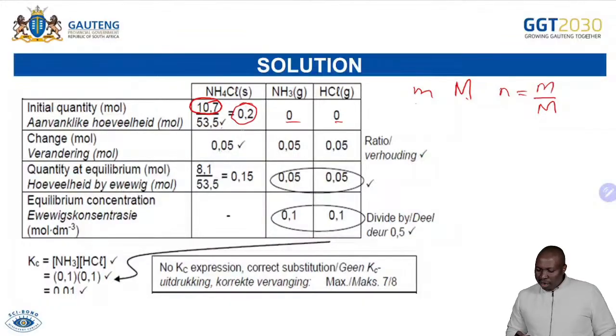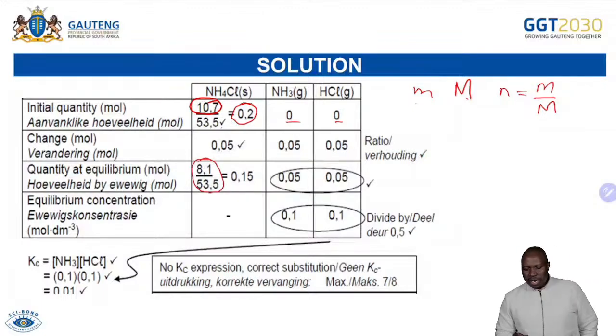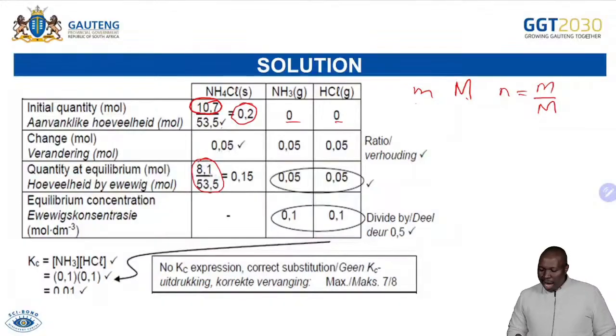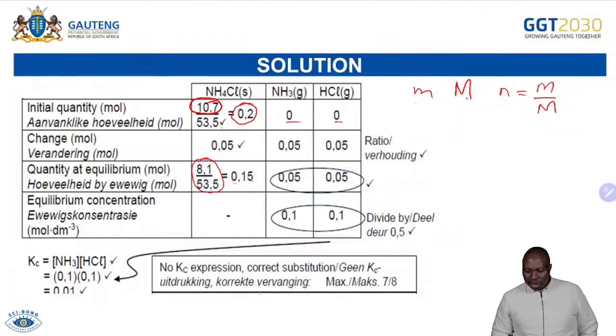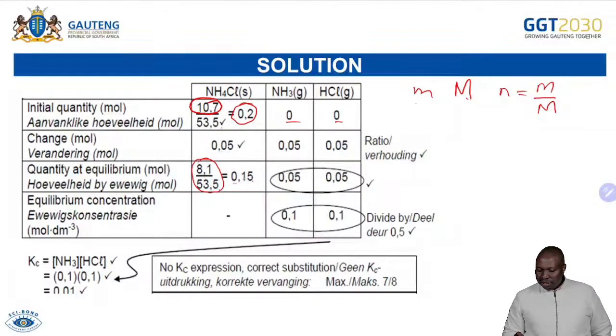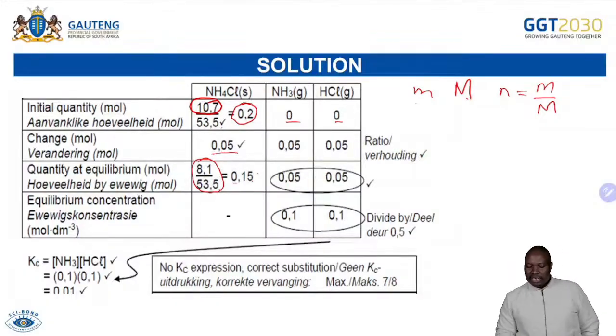So now if you check, we were given the mass of ammonium chloride at equilibrium, so we say, okay, we have 8,1 divided by 53,5, which means the moles at equilibrium is 0,15. Now we are able to find the change. Remember the change. Now we are going to say, okay, if we subtract 0,15 from 0,2, we'll get 0,05. And then that is your change.